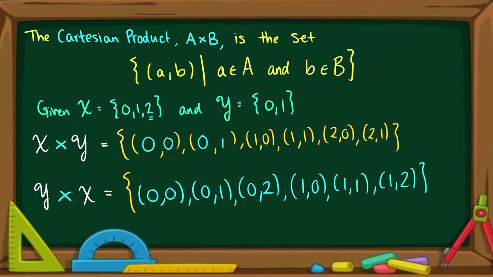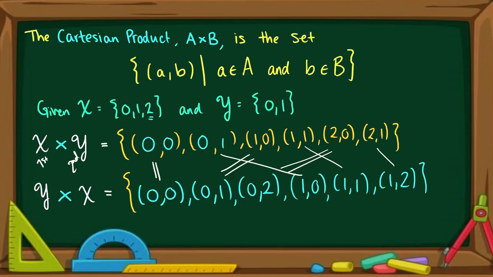And we can see this is the exact opposite of X cross Y. So (0, 0) is a flip of (0, 0), (0, 1) is a flip of (1, 0), (0, 2) is a flip of (2, 0), our (1, 0) crosses, our (1, 1) crosses, and our (2, 1) crosses. So of course this makes sense because X cross Y means first from X, second from Y.